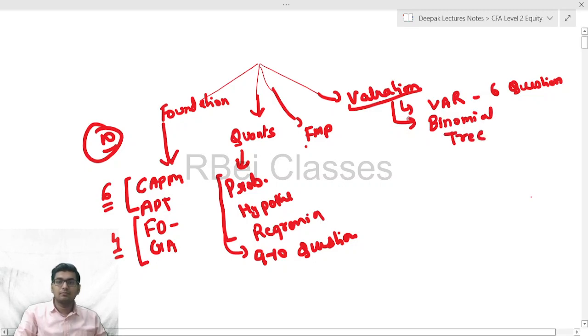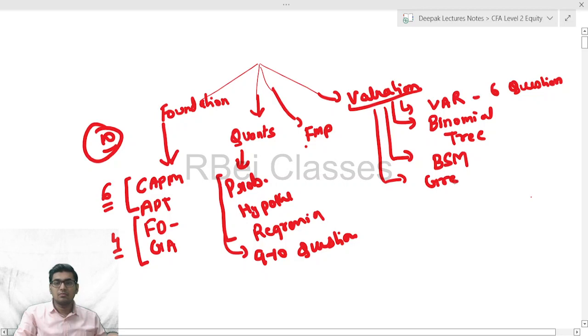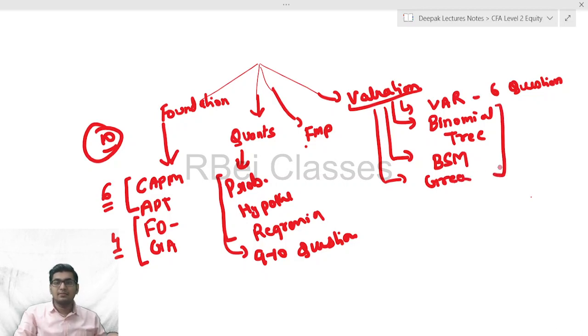On an average 6 questions will be there from this area, and then the last three topics, that is the binomial tree, then we have the Black-Scholes-Merton model, BSM, and the last is the Greeks. They all together when combined will give you on an average 6 questions. Clear? Now let us come to the third book, that is FMP.